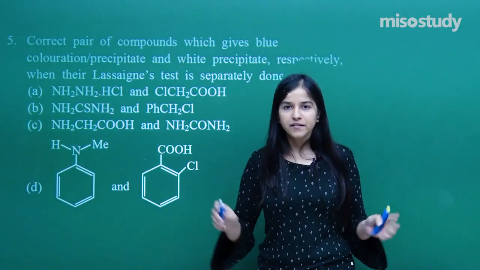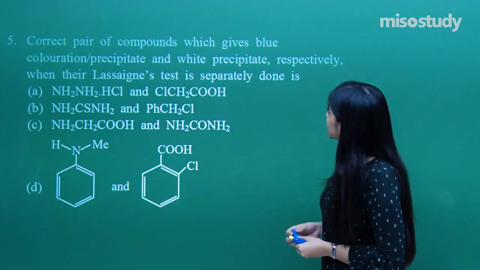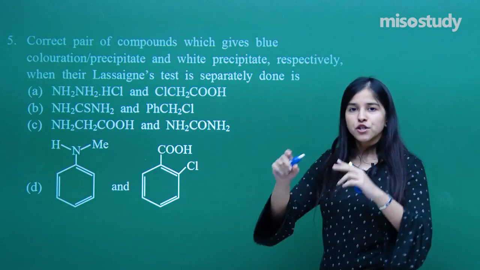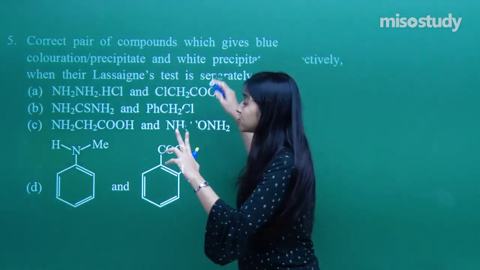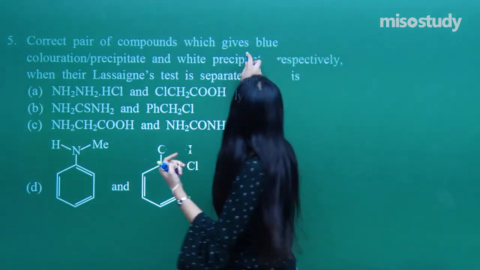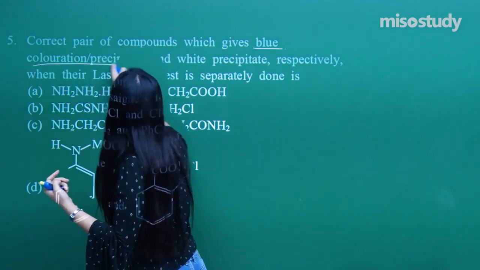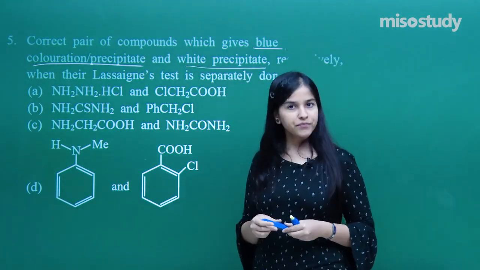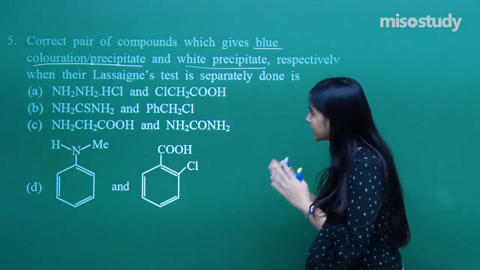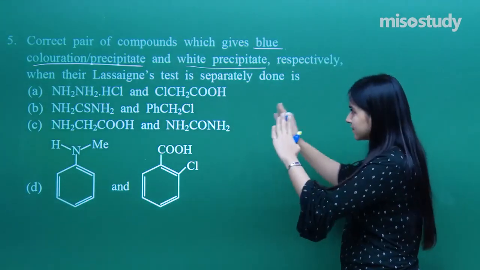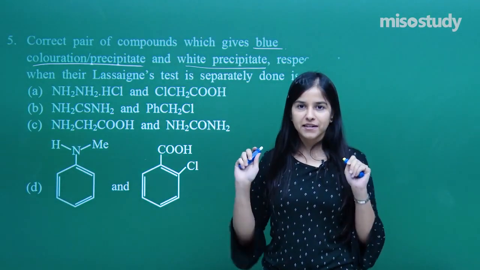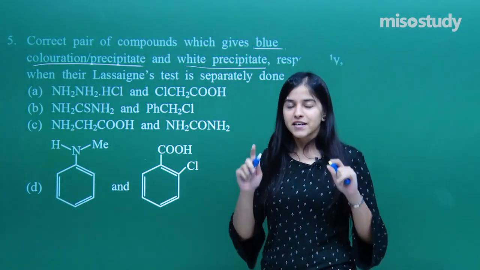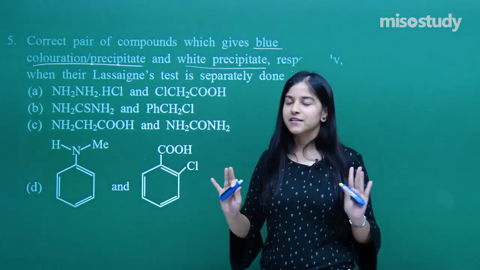Now, let us move on to question number 5. So, we have reached halfway. Correct pair of compounds which gives blue coloration precipitate and white precipitate respectively. So, they have been given two reactions here. We need to figure out what kind of reaction it is. First, they are saying it is giving a blue color or blue precipitate. Second, they are saying white PPT. Respectively, when their Lassaigne's test is done separately, definitely two tests have been done separately. So, what are the two tests? First, we need to figure that out, and then I can choose my options very easily.